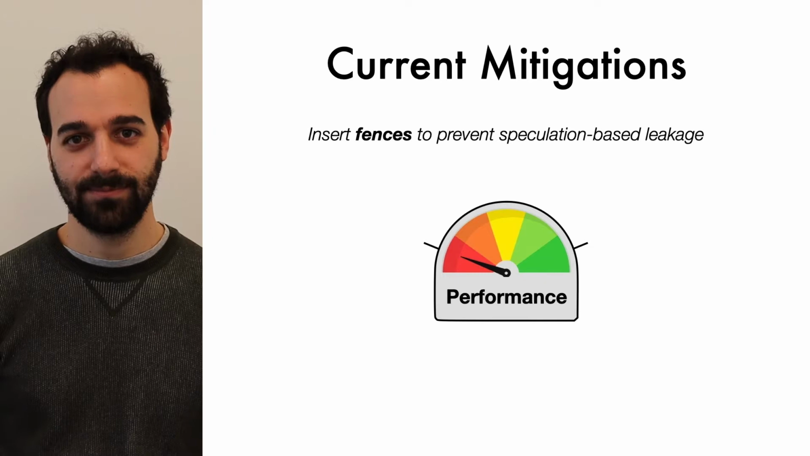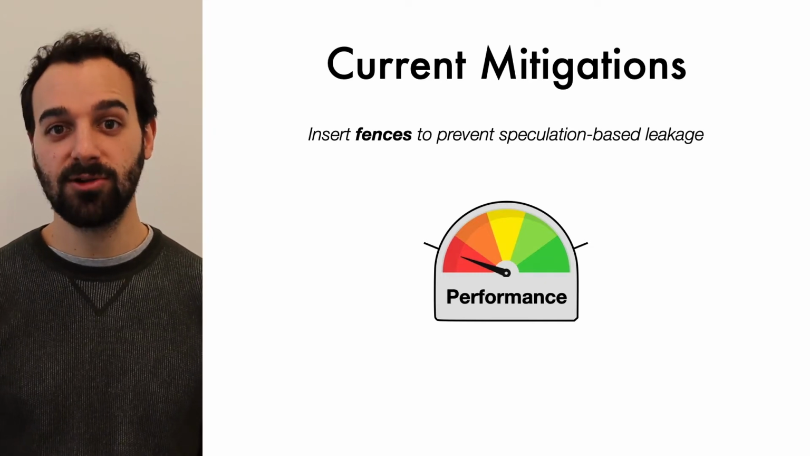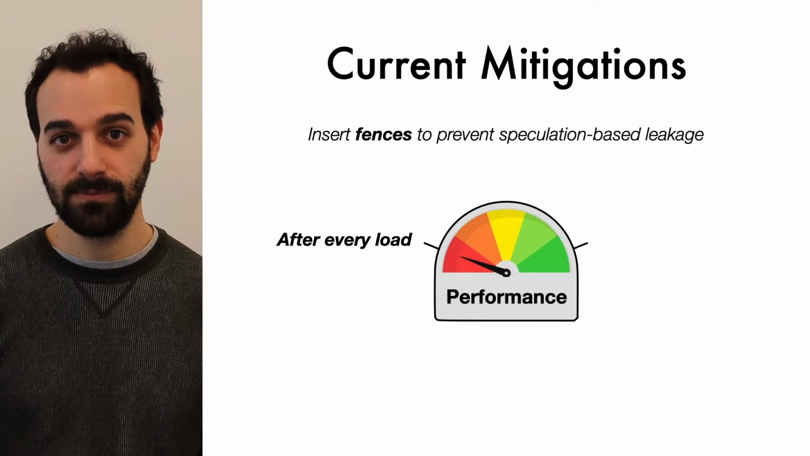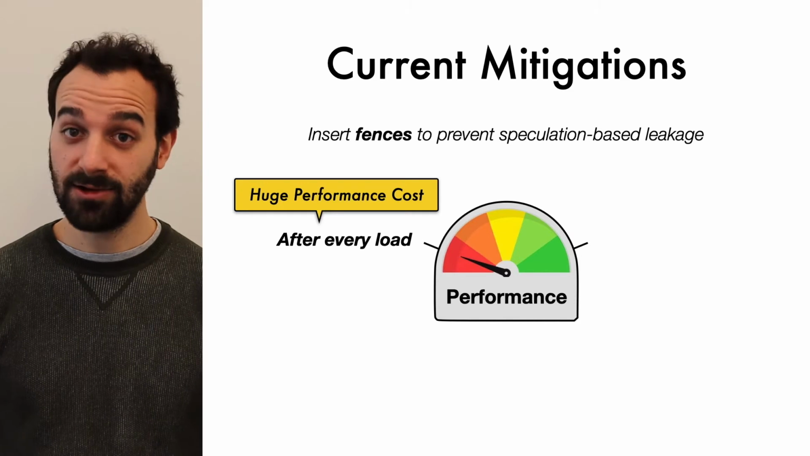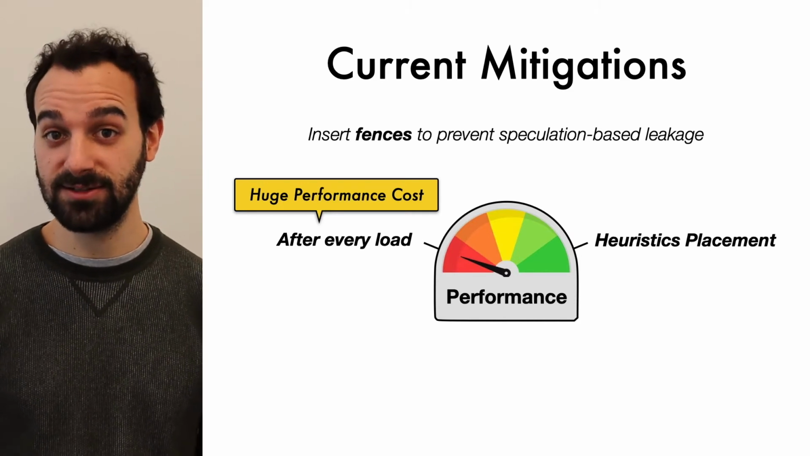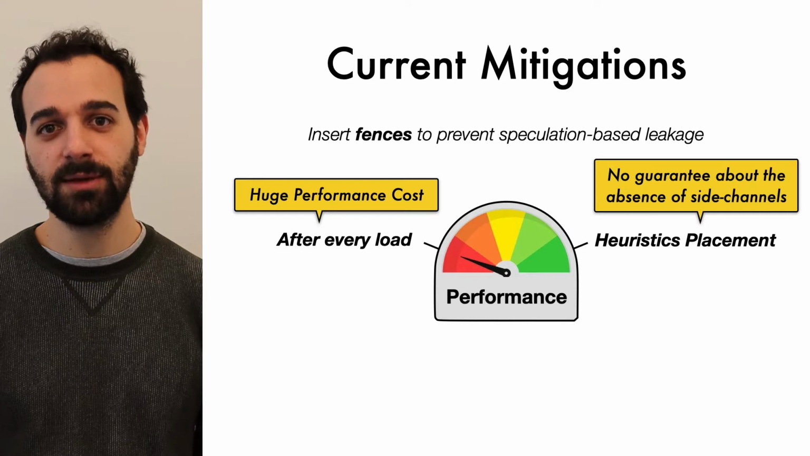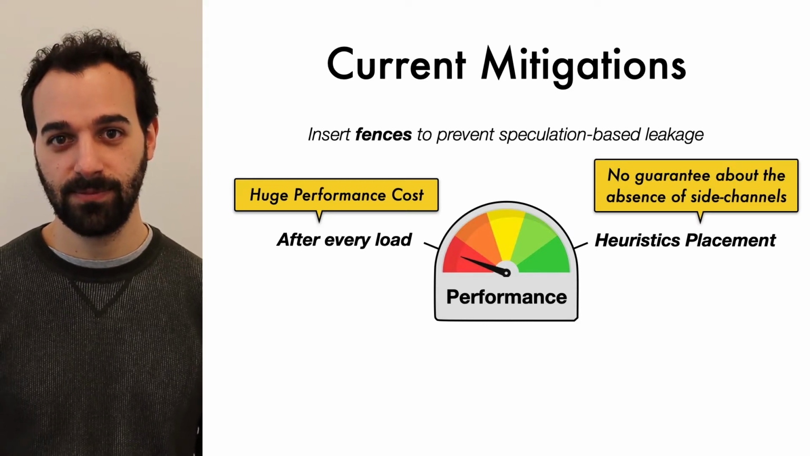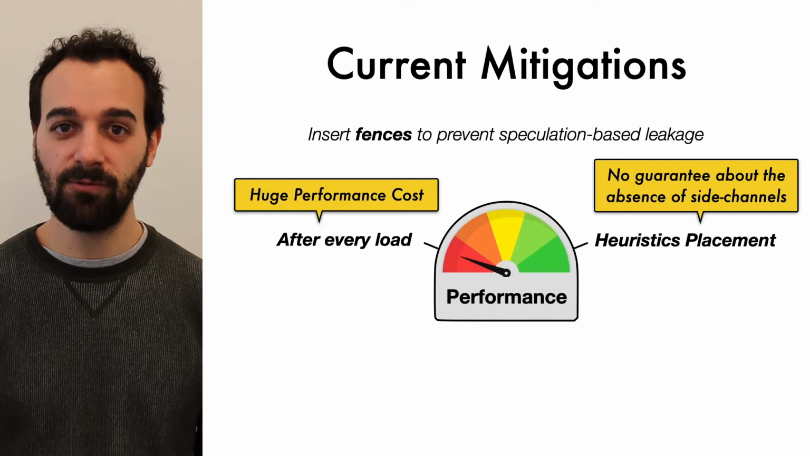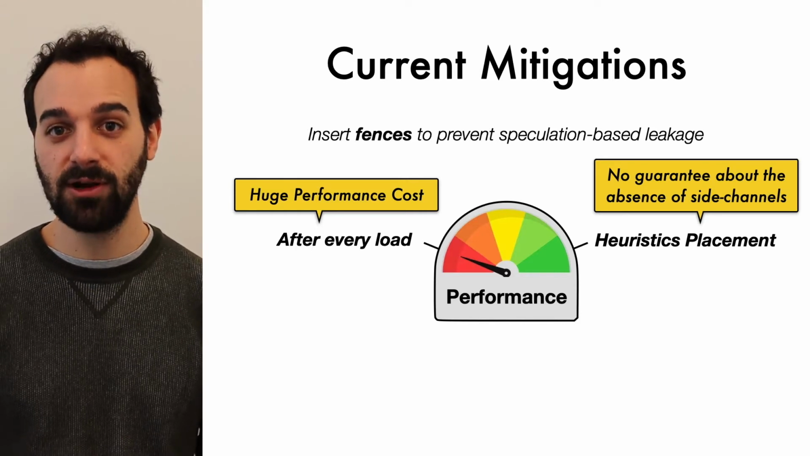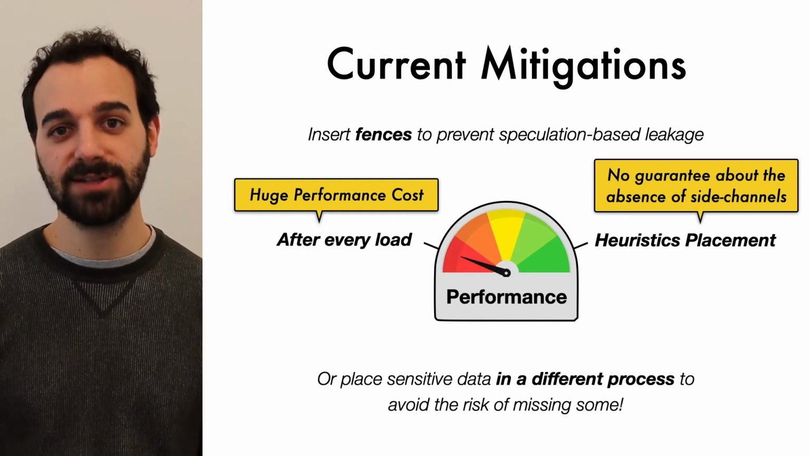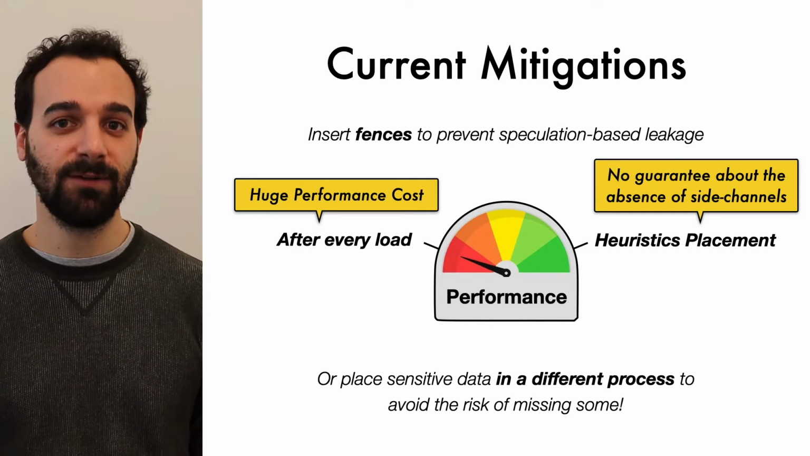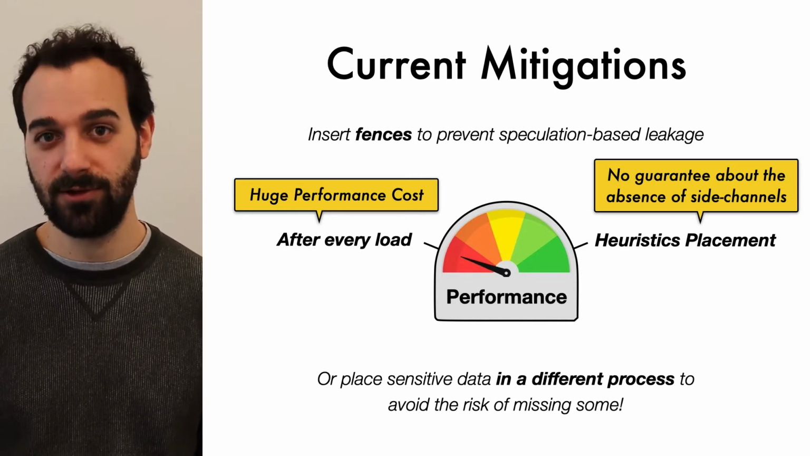In practice, however, fences pose a big problem. Programmers can restore security by conservatively inserting fences after every load. However, this will cause a huge performance overhead. Alternatively, they can rely on heuristics to insert fences in their code, but give up all guarantees about the absence of side channels. This is because even missing a single fence can expose the whole process memory to the attacker. This risk is so serious that browsers like Chrome and Firefox isolate secrets from untrusted code in a different process just to avoid the risk altogether.